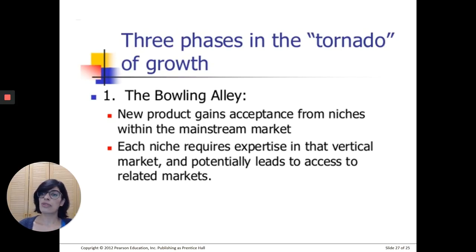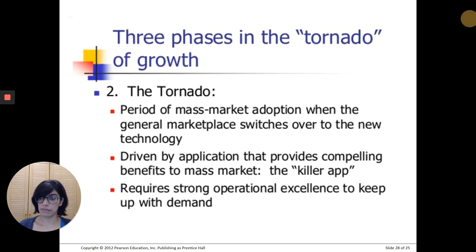Now let's take a look at the 3 phases in that area of growth, where we'll call it the tornado. Phase 1 is a bowling alley. So your new product is getting acceptance from niches within the mainstream market, but each niche needs expertise in that vertical market and will potentially lead to access to related markets as well.